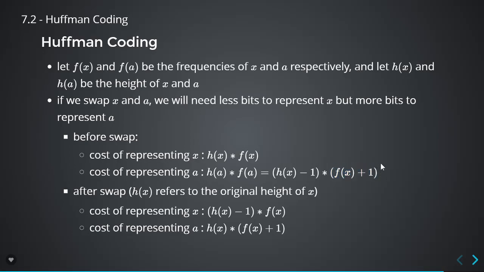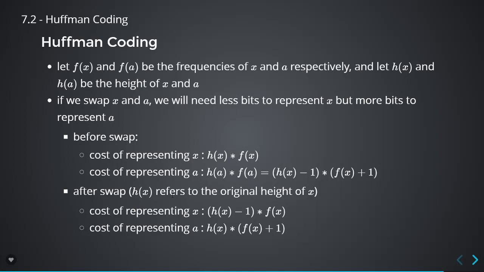I'm sorry, the other way around. The frequency of a is just 1 more than the frequency of x. So this is the cost of the representation for x and a before you do the swap, or in other words, in my tree. And in your tree, after the swap, these are the costs.